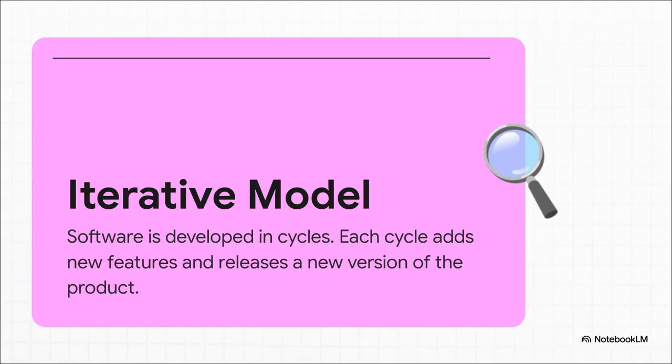This new way of thinking is what we call iterative. It means you work in cycles. So instead of one long waterfall, you build the product in these repeating loops or spirals. The core idea is super simple.